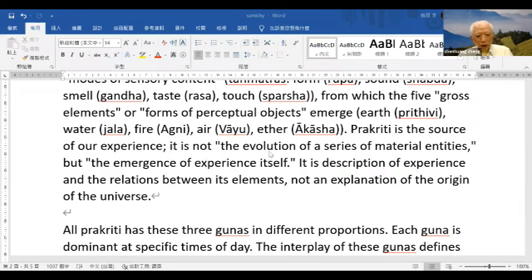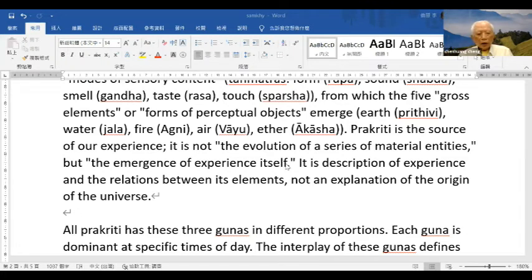It is not the evolution of a series of material entities. From this, we understand that in Chinese Buddhism, the discussion about Sankhya philosophy is somewhat wrong, because in Chinese Buddhism, we always refer to Sankhya philosophy, Prakriti, as the principle of the material entities, but actually it is not. It is not the evolution of a series of material entities, but the emergence of experience itself. This is very important: the emergence, the manifestation, the appearance, or the arising of our experience.